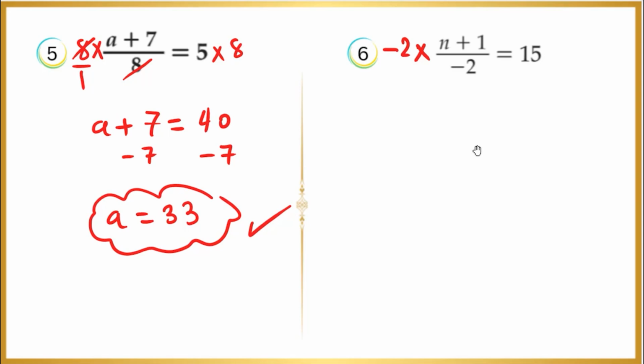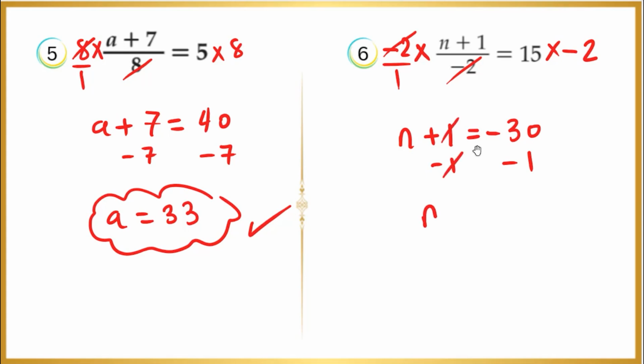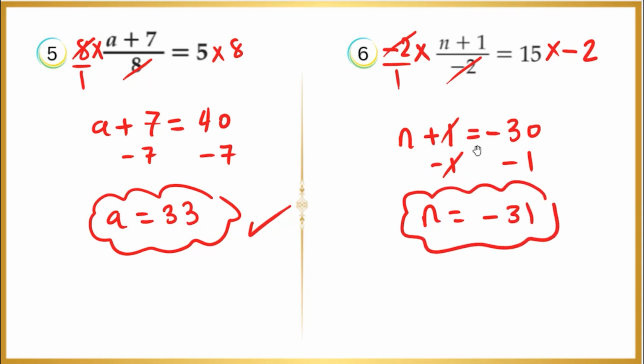multiplication on both sides. This negative 2 is like negative 2 over 1. Then you can cancel this negative 2 up with this negative 2 down. We have left n plus 1. On the other side, negative times positive is negative: negative 2 times 15 is negative 30. Now we can cancel this plus 1 by minus 1 on both sides. Then n equals negative 30 minus 1, which is negative 31. Check your answer. Negative 31 plus 1 is negative 30. Negative 30 divided by negative 2 is 15. Then your answer is correct.